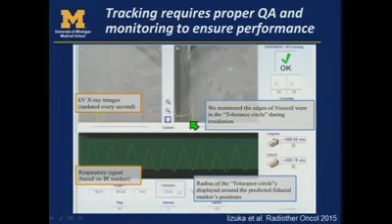Tracking, of course, requires proper QA and monitoring to ensure performance. This is just an example of their workflow here. KV X-ray images are updated every second, monitoring the edges of their marker to make sure they're within tolerance, and then also monitoring the patient's respiratory signal.